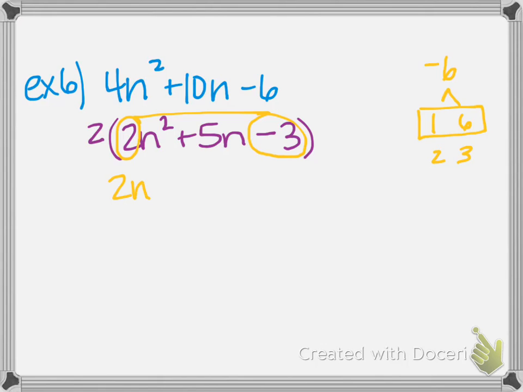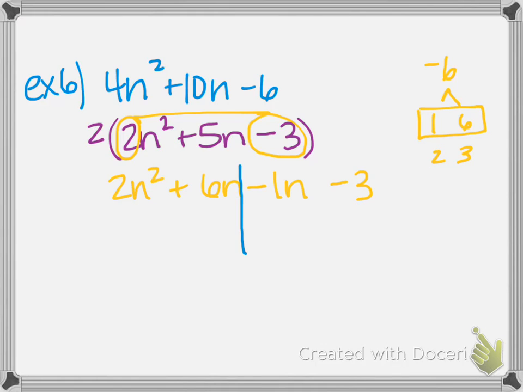So we have 2n squared at the beginning and negative 3 at the end. Then we'll have 6n and 1n in the middle. Now to get positive 5 from 6 and 1, we have to subtract 6 minus 1, which means 6 is positive and the 1 is negative. Alright, now that we have our four terms, we can split them in half.